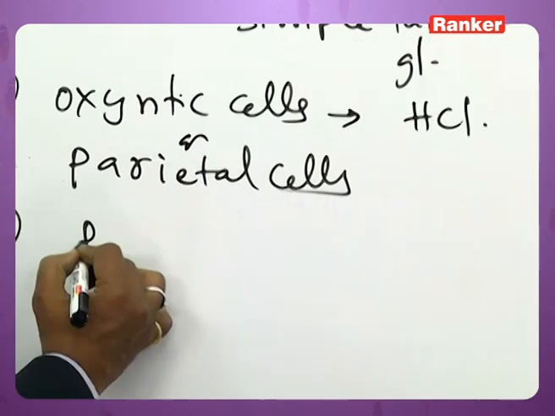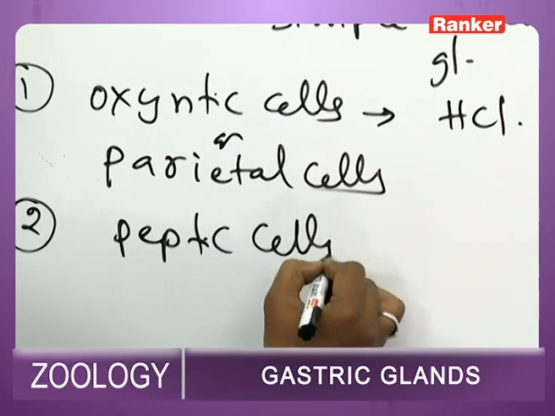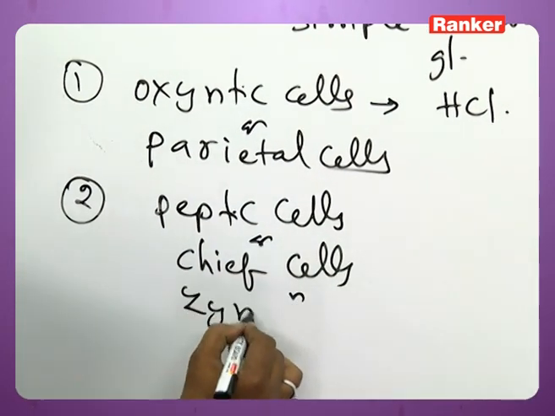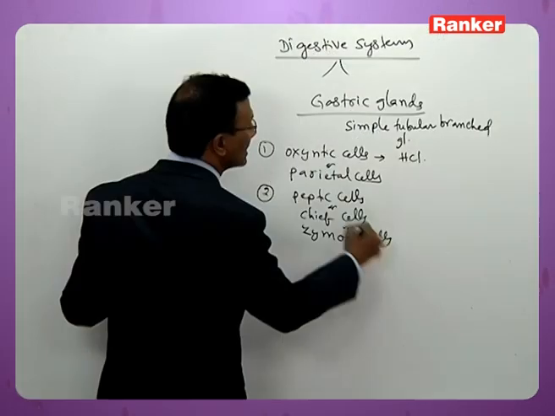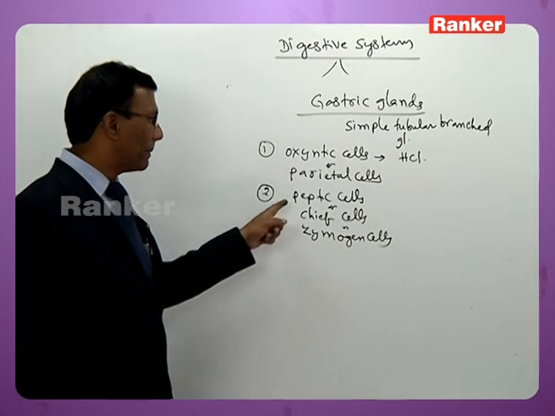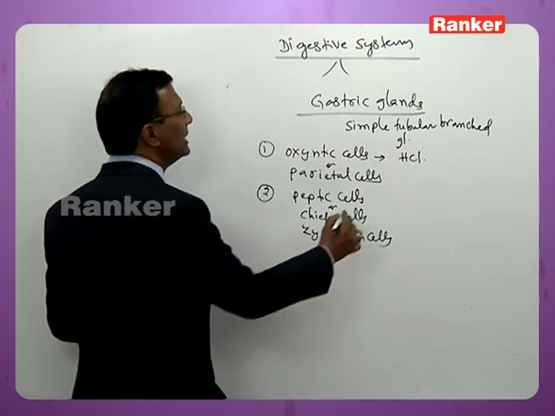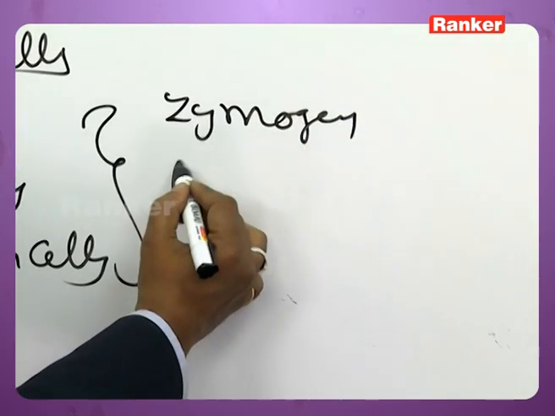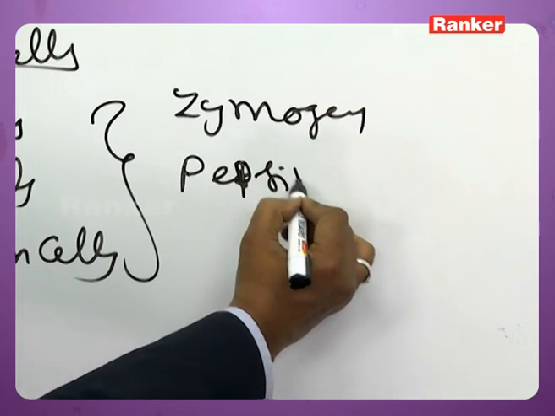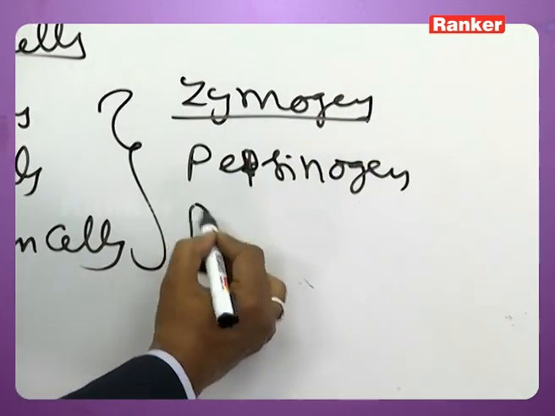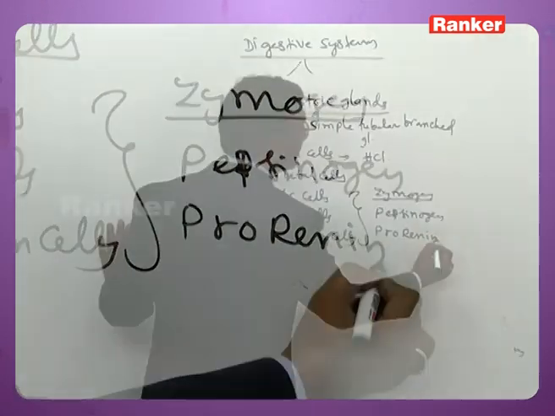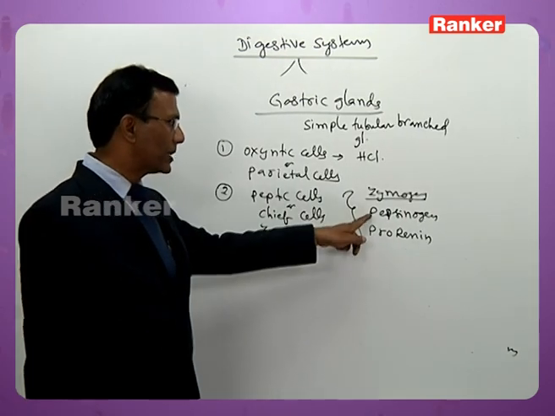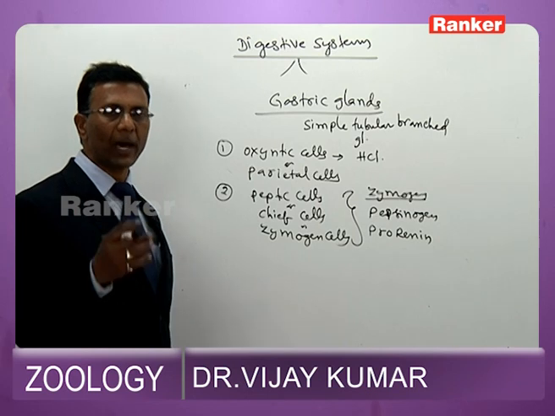Number 2, peptic cells or chief cells, or they are also called zymogen cells. The second type of cells present in the stomach are peptic cells or chief cells or zymogen cells. They synthesize the enzymes, zymogens, like pepsinogen and prorenin. They synthesize 2 kinds of enzymes which are released in inactive form in the stomach. One is pepsinogen, the other one is prorenin. Both of them are inactive form.